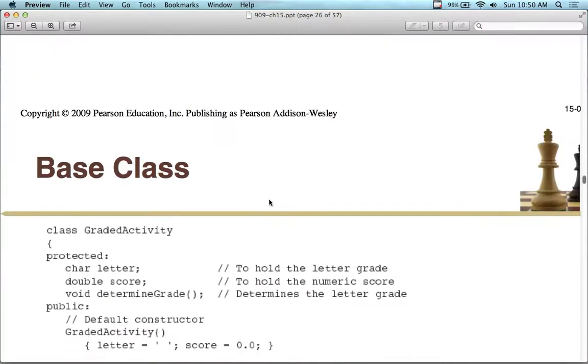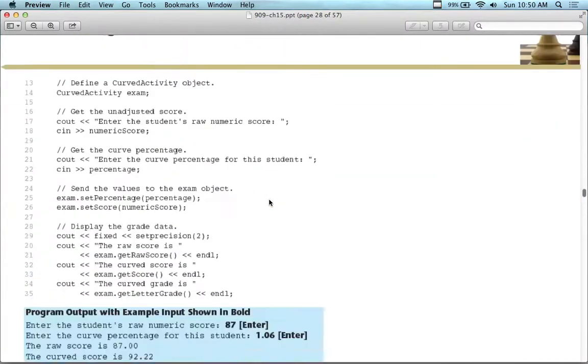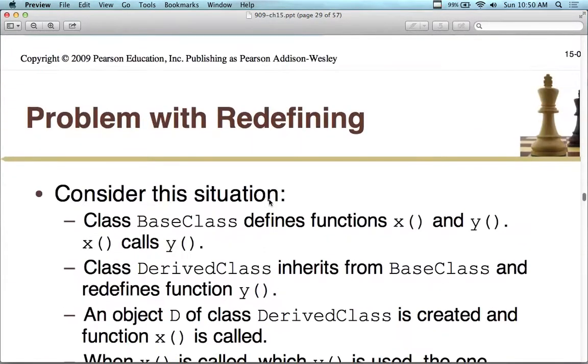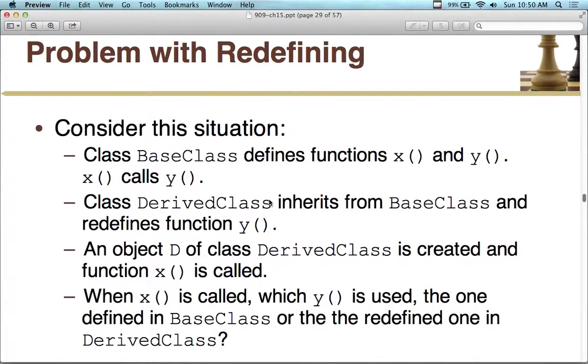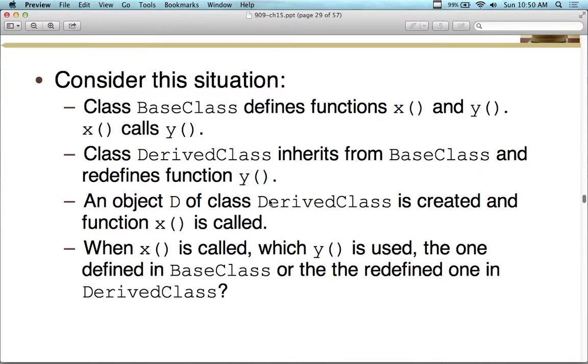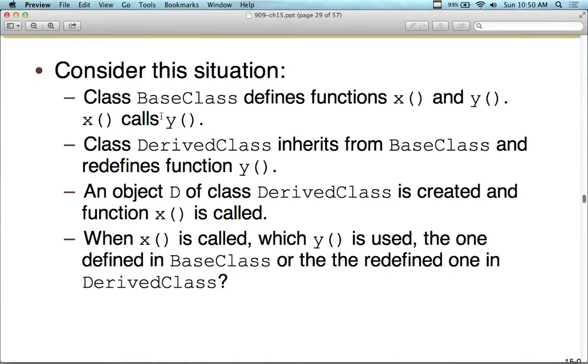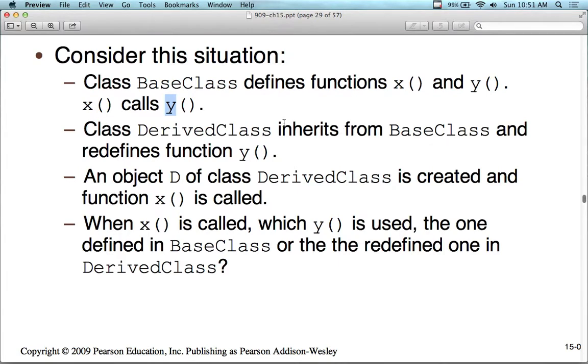So we got our base class, we got our derived class. We did inheritance a lot. Here's a problem with redefining. Let's look at this, considering we have a base class that defines an x and a y. And then x calls y. So we have functions x and y, and x calls y. Another problem associated with methods that call other methods as well. And then we have a class called derived. So we have a base class, and the base class has functions x and y, and x calls y. Then we have a derived class that inherits the base class and redefines y.